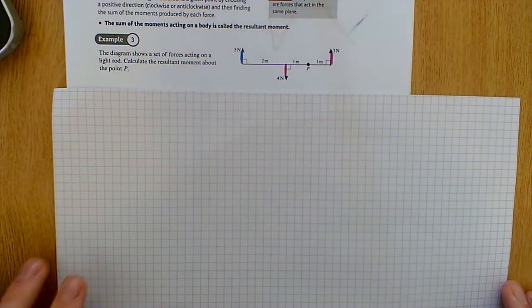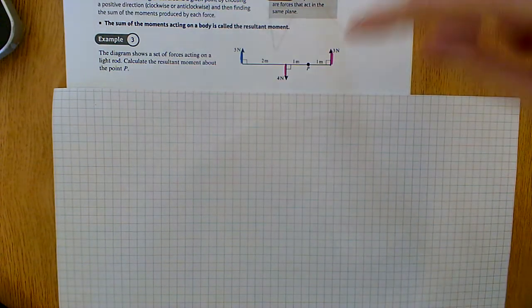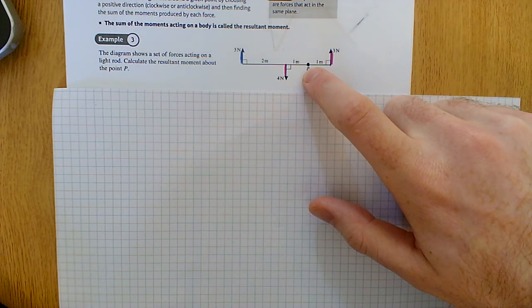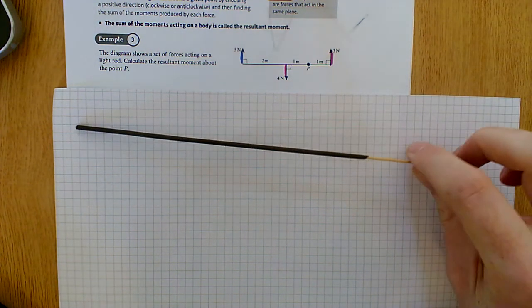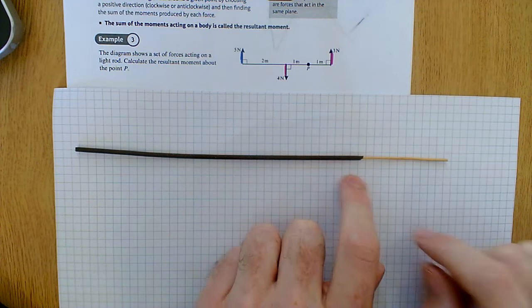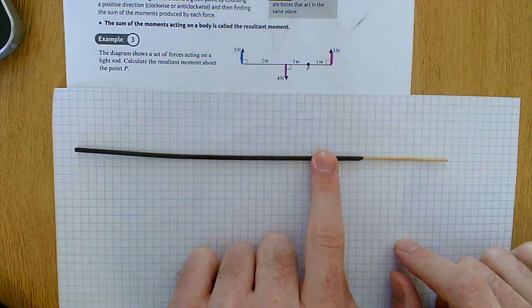Okay, so example 3 is where this starts to get a little bit interesting. So we've got a rod here. I've highlighted the pivot point. I'm just going to demonstrate why that's really important. So the pivot point shows you where the rod is fixed. So the pivot point would be here.